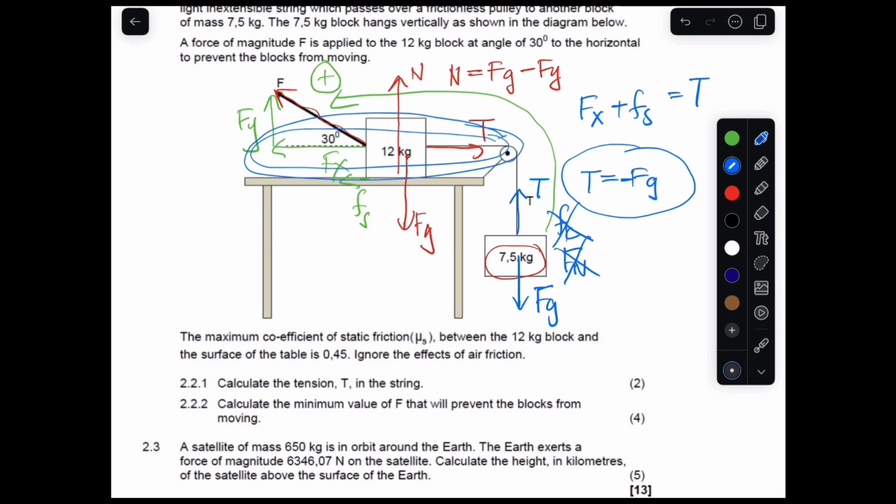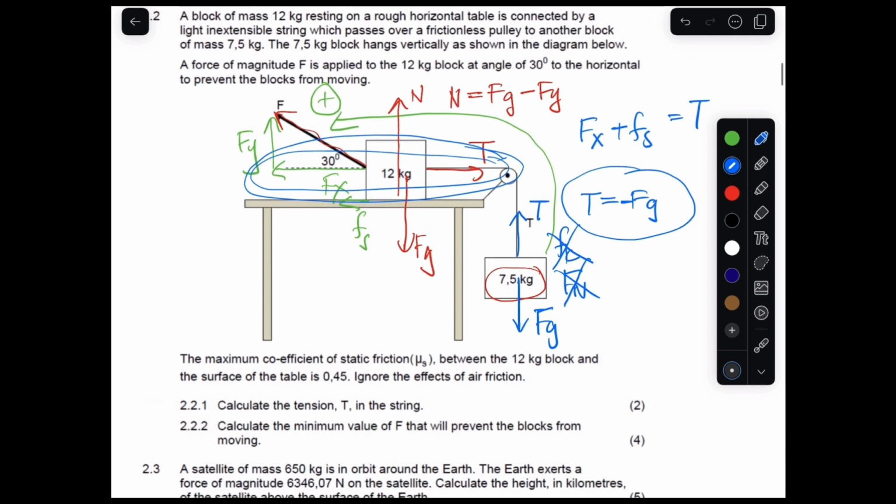Okay, guys, now it says the maximum coefficient of static friction, which is mu s, between the 12 kg block and the surface is 0.45. Ignore the effect of air friction. So guys, the description of the surface here, which is the mu s, because it's not moving, it's a static frictional force, is going to be 0.45. It only applies here. Friction only applies there.